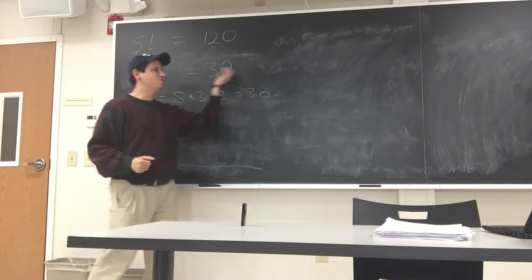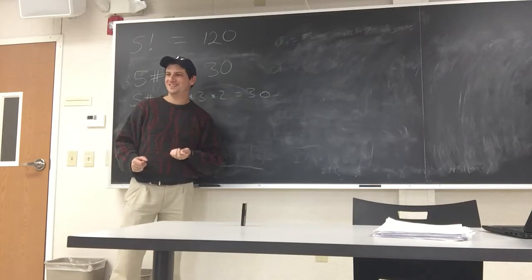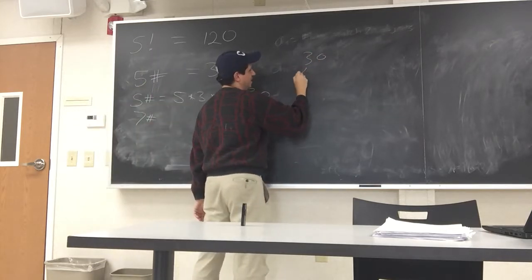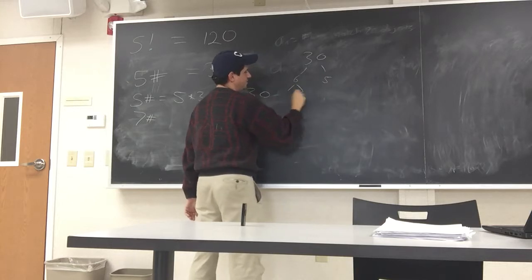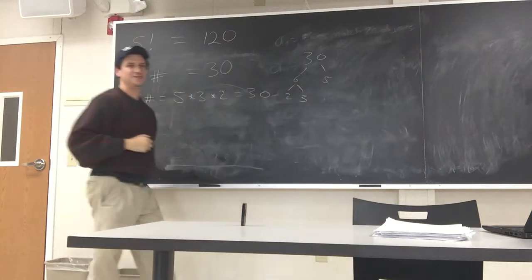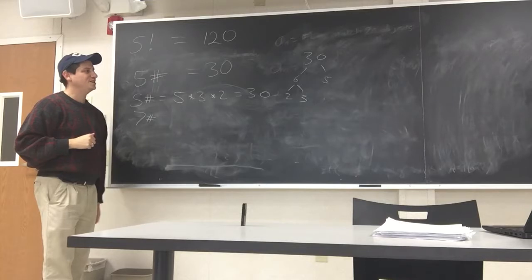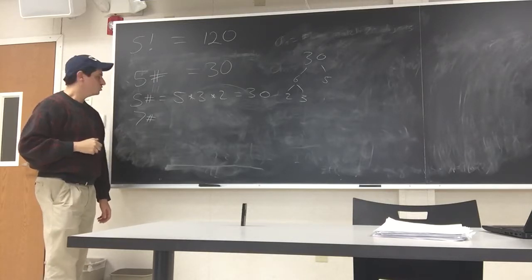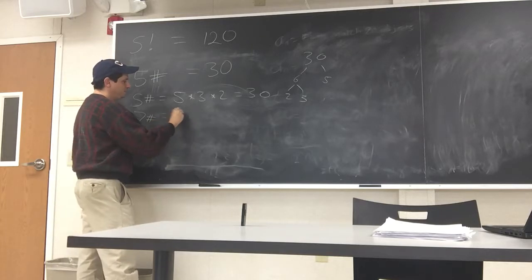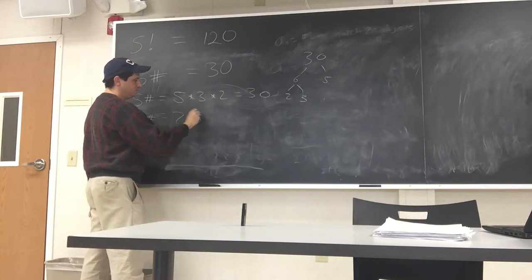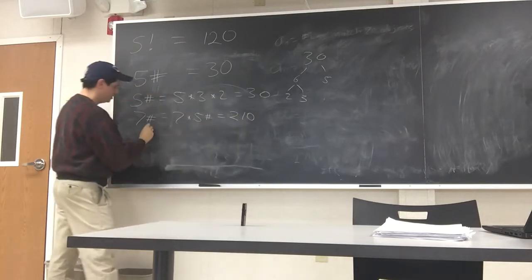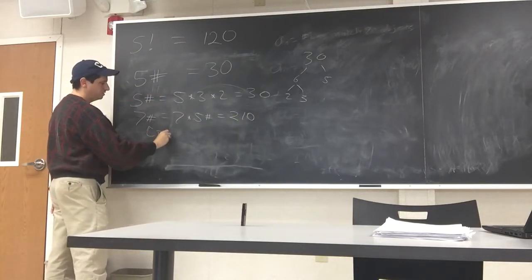Now what's nice is if you try to do the prime factorization of 30, the factor tree, 6 times 5, 2 times 3, right? If you do the factor tree, it's screaming at you the right definition. So 7 primorial would be 7 times 5 primorial, or 210. And so this is called the primorial.